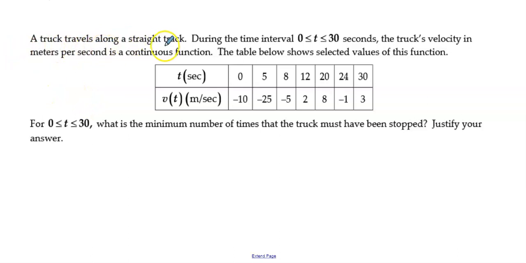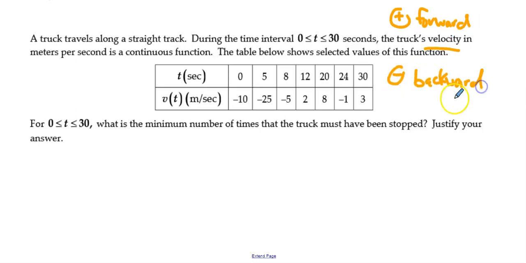But a truck travels along a straight track during the time interval from 0 to 30 seconds. The truck's velocity in meters per second is a continuous function. The table below shows selected values of the function. So one thing that I'm just going to give you a quick preview for this. For velocity, if velocity is positive, then you're moving forward or up. And when velocity is negative, you're moving backwards or reverse or down. So when you're seeing that a velocity is negative, that just means we're working backwards. So we're backing up, right?